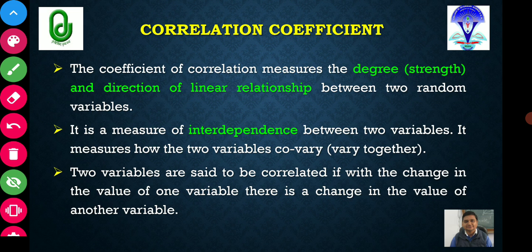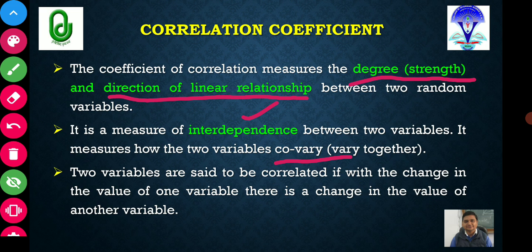So now the coefficient of correlation measures, as we have already studied, the degree, that is the strength and direction, of the linear relationship between two random variables. It is a measure of interdependence, how these two variables are dependent on each other, or how they are interdependent with each other. It is measured by the correlation coefficient. It measures how two variables co-vary, meaning how two variables vary together.